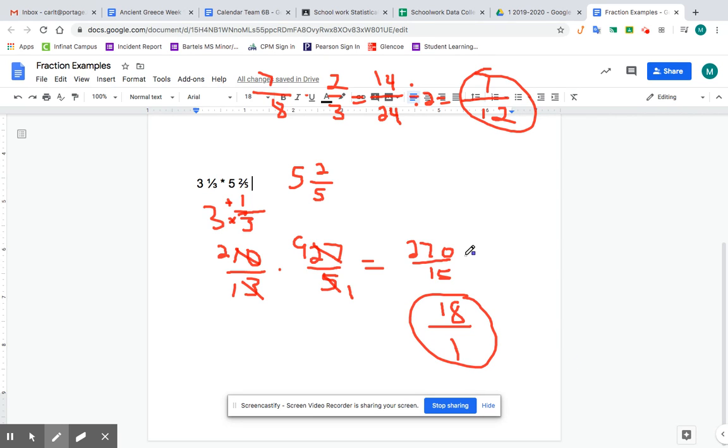If I did the same thing with long division, I would end up getting 18 as a final answer. So I know that regardless of which way I do it, I have the right answer.